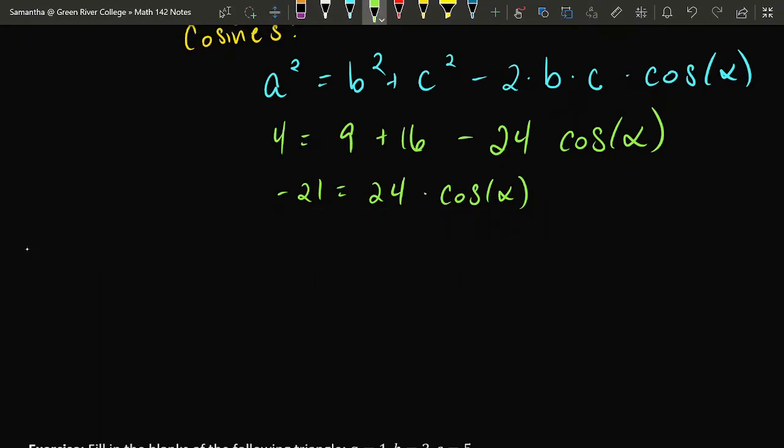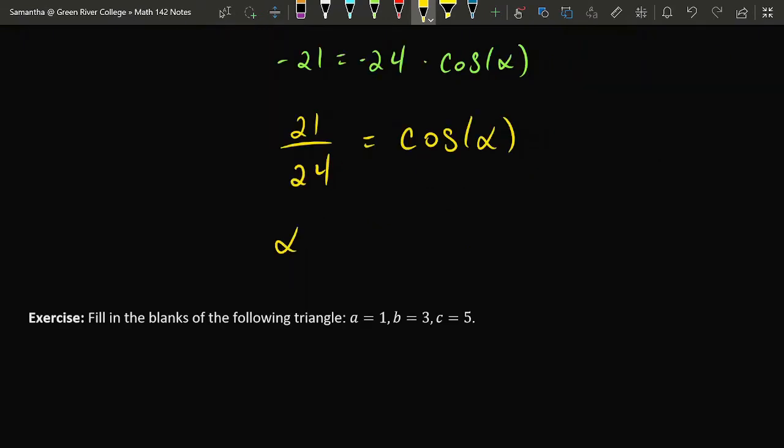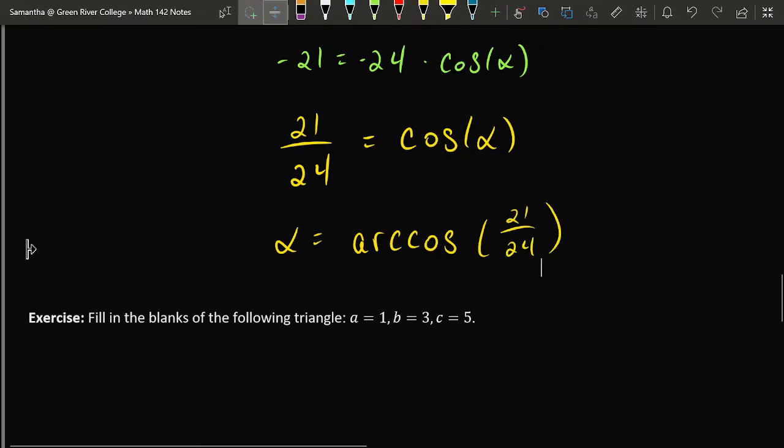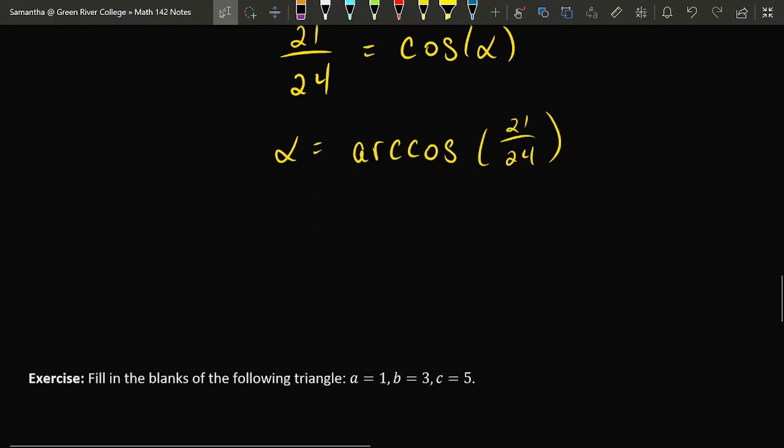And then I will get rid of this multiplied negative 24 by dividing both sides by negative 24, and the two minus signs cancel. And now, since inverse cosine is capable of producing any angle that would fit inside any triangle, I can calculate alpha by taking inverse cosine of 21 over 24, and the result is approximately 29 degrees, as rounded to 1 decimal place.